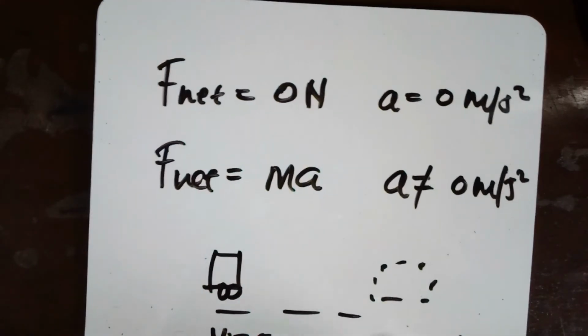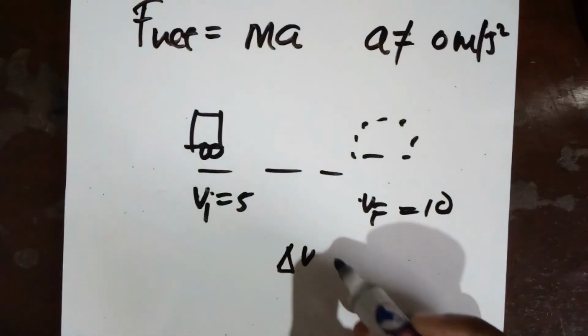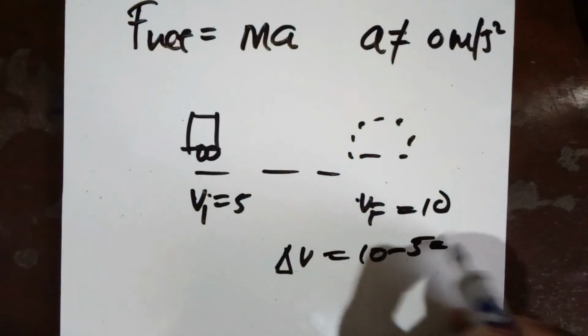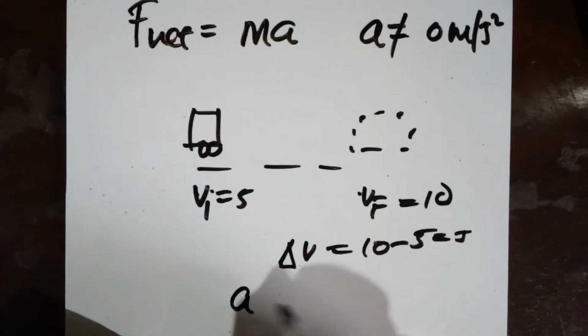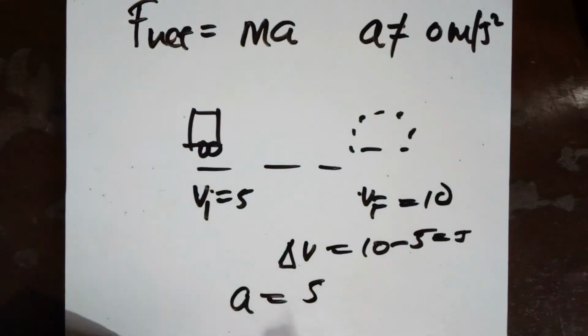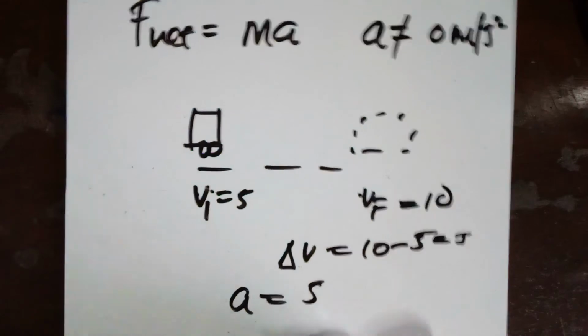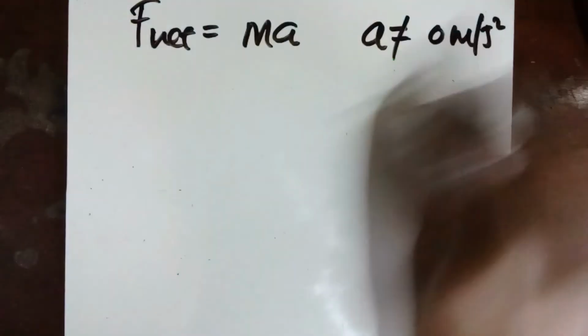So the change in v, I apologize, the change in v will actually be just 10 minus 5, which is 5. So in this equation over here, the change in v would be 5. That's why you actually have a car or an object that is accelerating with Newton's second law of motion.